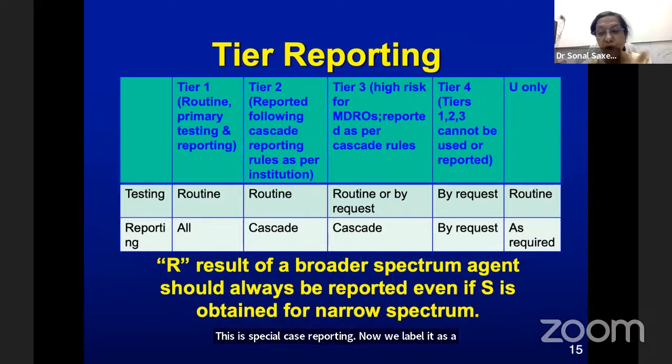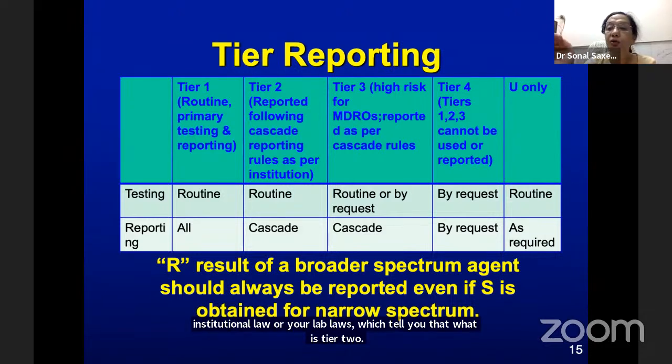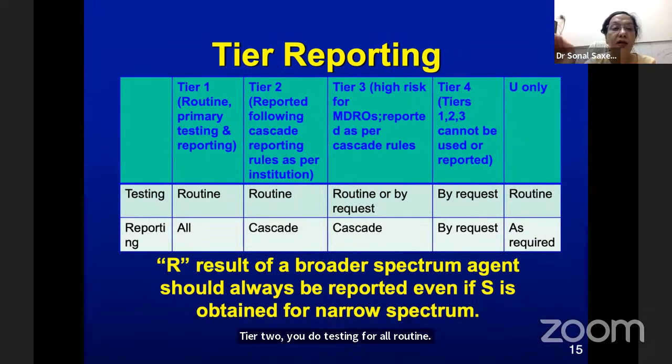So here you will test for all routine and you will report all routine. Then you have a tier 2. Tier 2 means a reporting which follows cascade. So you can make your own institutional law or your lab laws which tell you what is tier 2. Tier 2, you do testing for all routine and you do cascade reporting when you're giving your report. You do not do it for all the drugs.